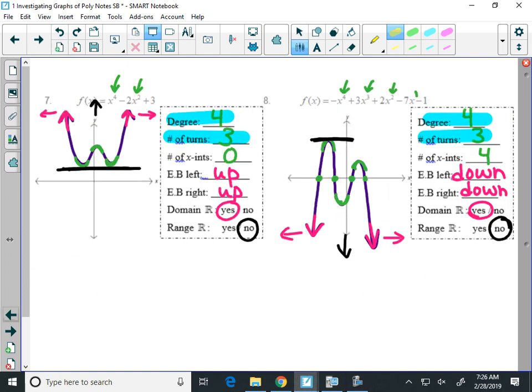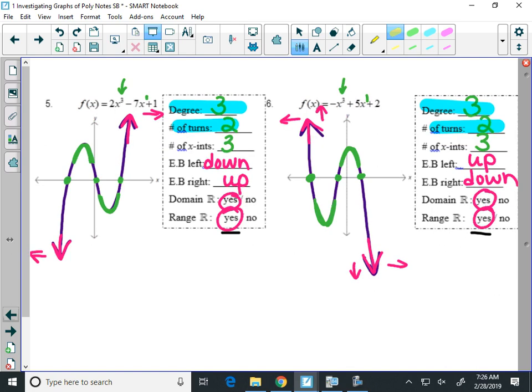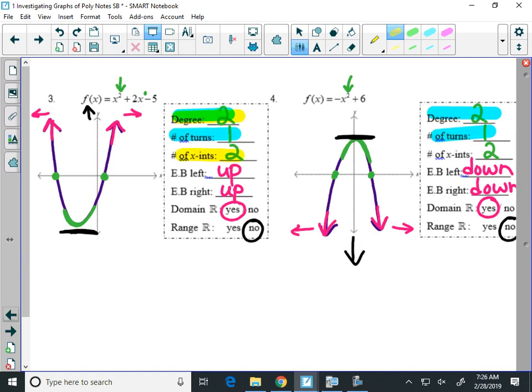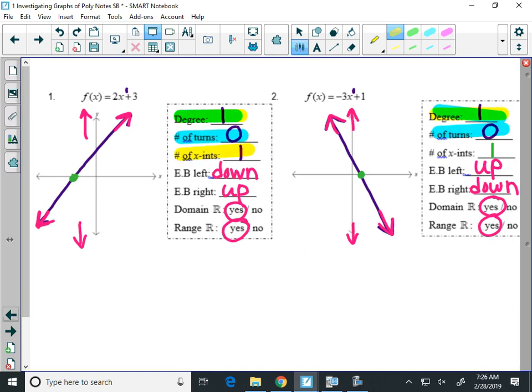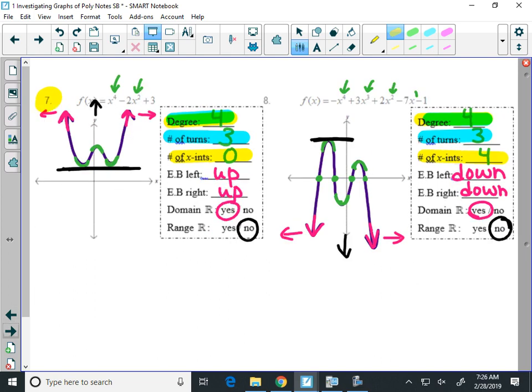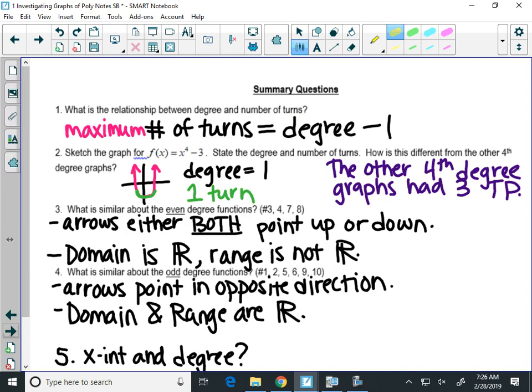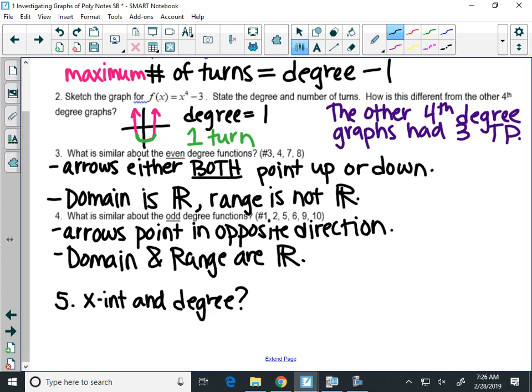So let's look at another graph. Here, when I have degree 4, this graph had 0 x-intercepts, but the graph on the right had 4 x-intercepts. The graph with degree 3 had 3 x-intercepts, both of them. And same here for degree of 2. So it looks like that for almost all of them, the x-intercepts were exactly the same as the degree, except for this graph here in number 7, where it was less than the degree. But it turns out what we can say is that the maximum number of x-intercepts is equal to the degree.